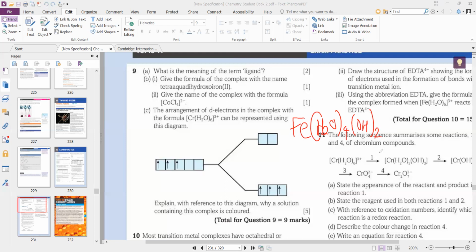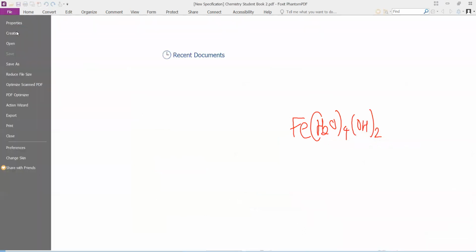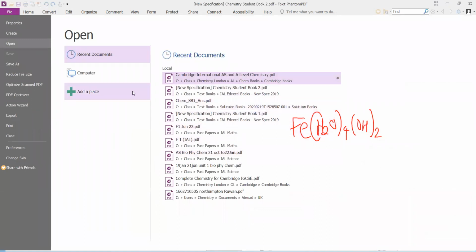The next one. Give the name of the complex, please. Yes, Mimish, name? Cobalt name. Cobalt. Tetrachloro. Cobalt 2. Then it makes a negative ion.